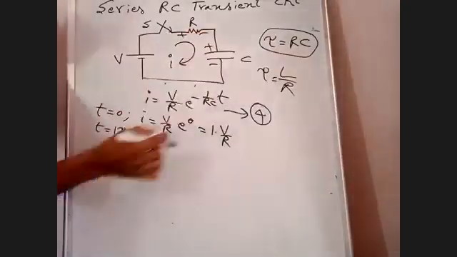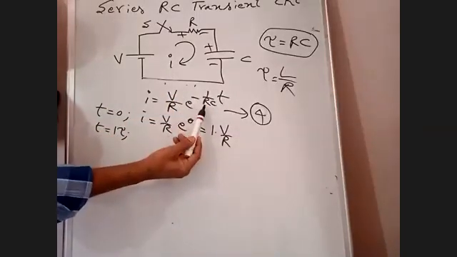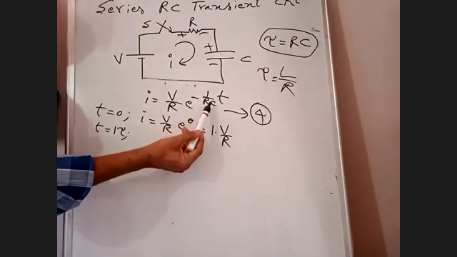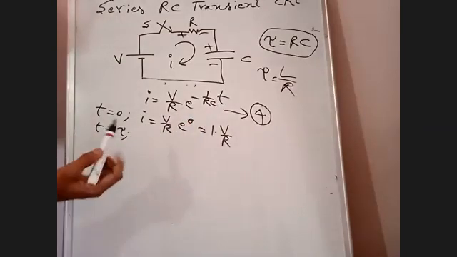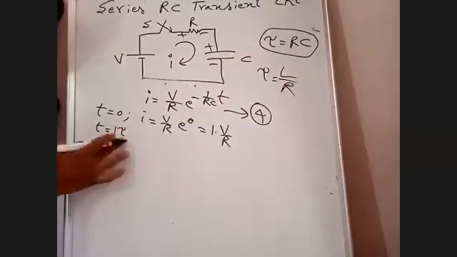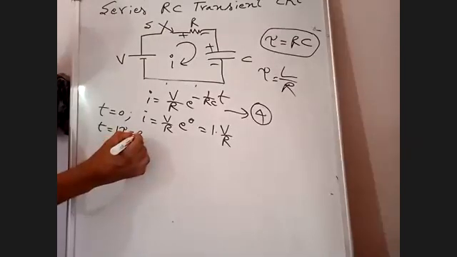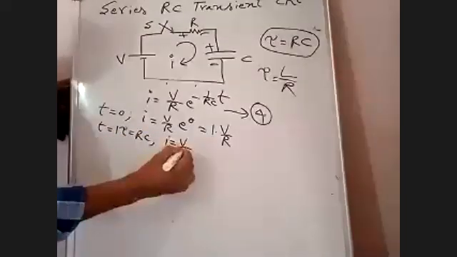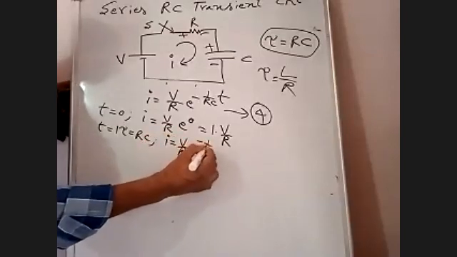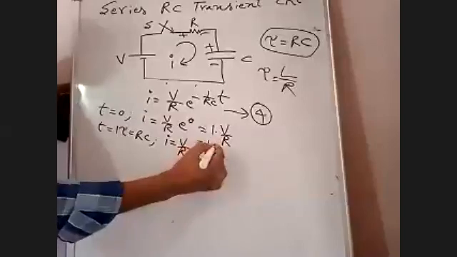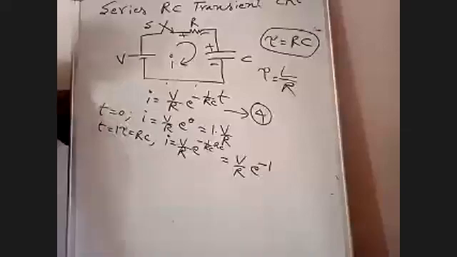Why am I taking RC here? If we substitute T is equal to RC, the RC and RC are going to be cancelled. For one time constant, that is RC, I is equal to V by R into e power minus 1 by RC. In place of T, I am substituting RC. That is equal to V by R into e power minus 1.